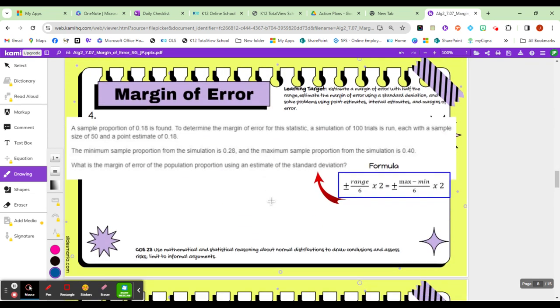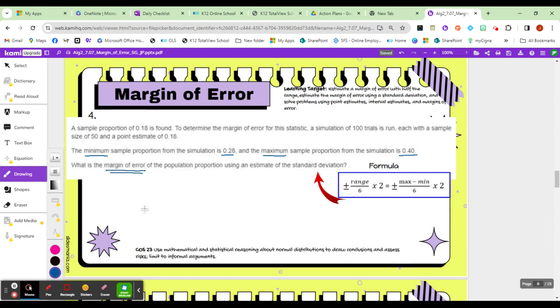Number 4 says a sample proportion of 0.18 is found. To determine the margin of error for this statistic, a simulation of 100 trials is run, each with a sample size of 50 and a point estimate of 0.118. The minimum sample proportion for the simulation is 0.28, and the maximum, so I'm going to underline that, they're giving me the minimum, that's the same as the lower limit. The maximum, that's the same as the upper limit. It says, what is the margin of error?